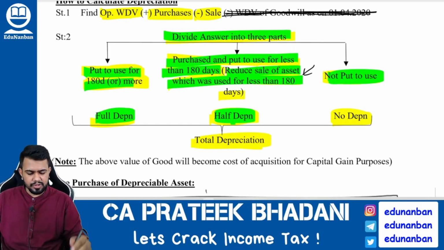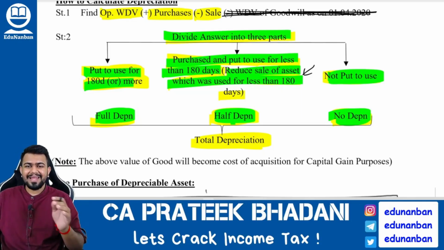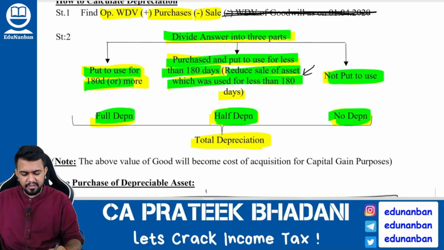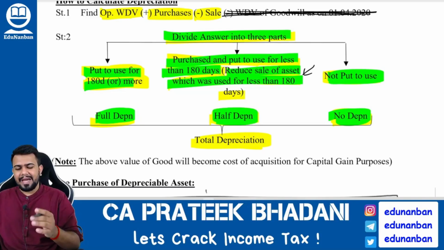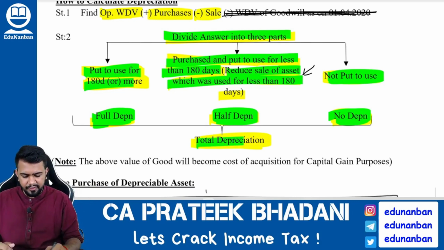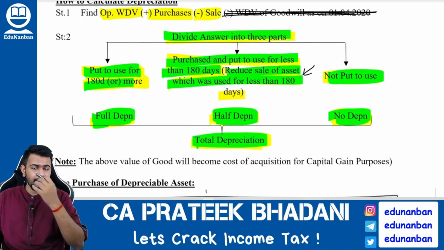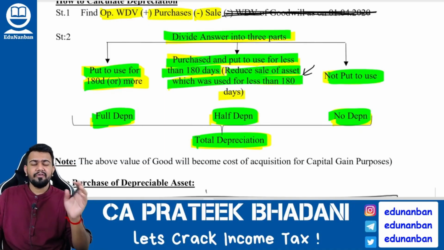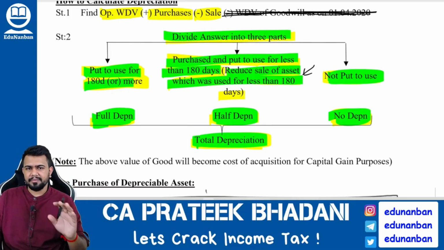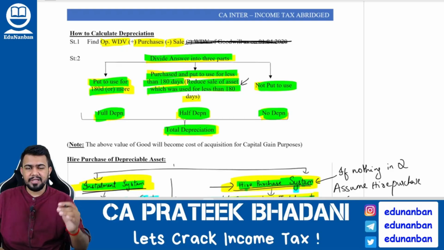Number 1, not put to use. Not put to use means no depreciation. Then part number 2, put to use for less than 180 days in the year of purchase. So for that you have to provide half depreciation, and for the balancing amount you have to provide full depreciation. So add all of this together, you will get the total depreciation. Reduce total depreciation from the cost of the asset. Then also, if it is a new plant and machinery for an assessee who is engaged in manufacture, etc., then reduce the additional depreciation also from the cost of the asset. You get my point? So this is the method of calculating depreciation. After reducing depreciation, you will get the closing WDV.